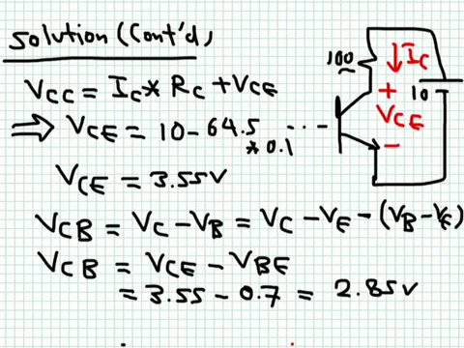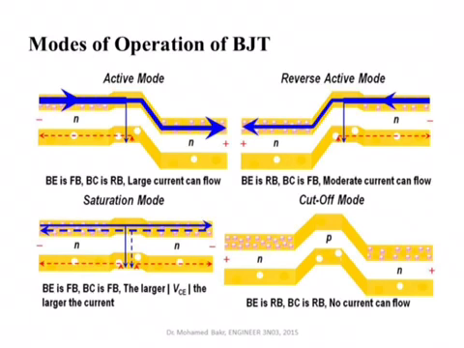So now we know indeed that we are in the forward active region. The base emitter junction is forward biased. The collector base junction is reverse biased. There are actually 4 regions of operation for the transistor, or for the bipolar junction transistor. The first one we have shown here.